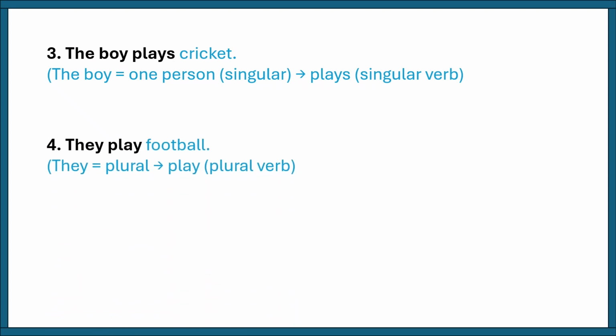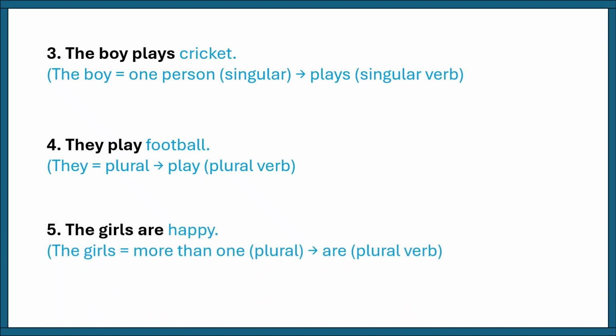Look at the fourth example carefully. They play football. Here the subject is they. That is plural. That's why it takes the plural verb play. In the fifth example, the girls are happy. So we are talking about more than one girl, right? That is plural, the girls. That's why it takes the verb in plural form, are.